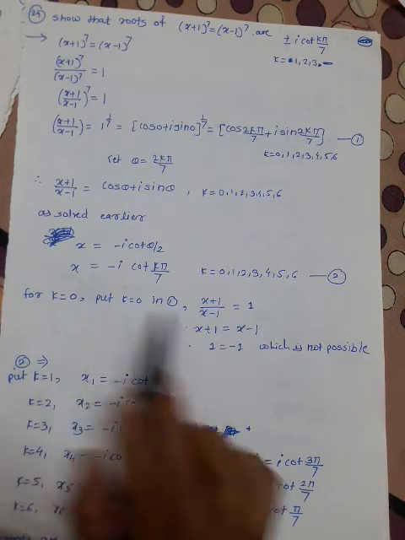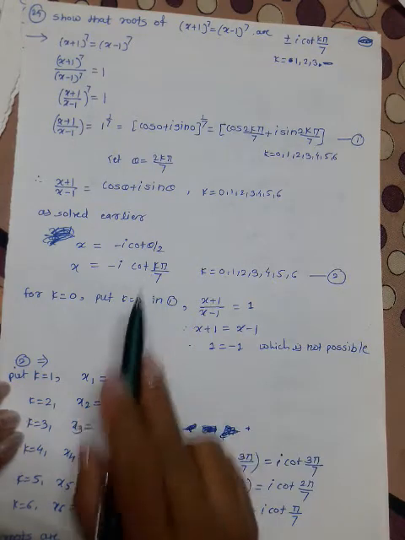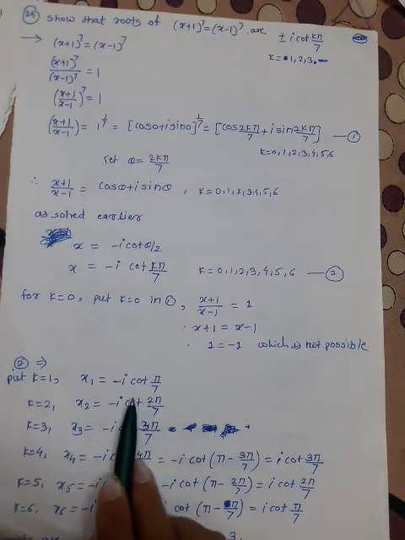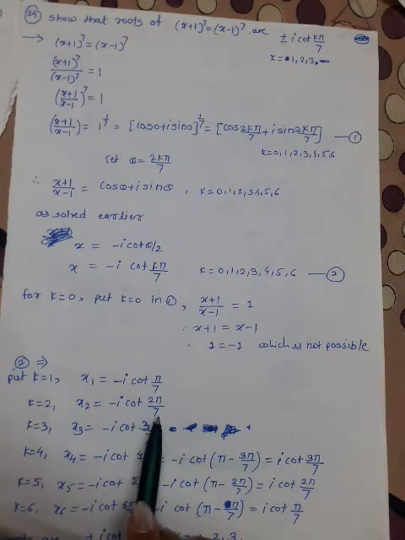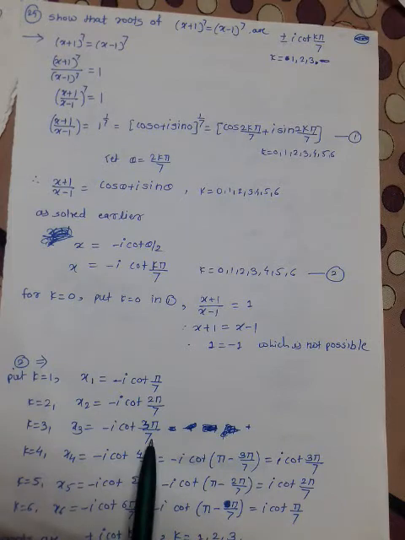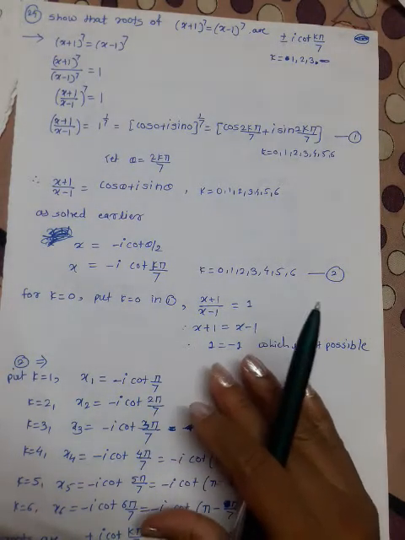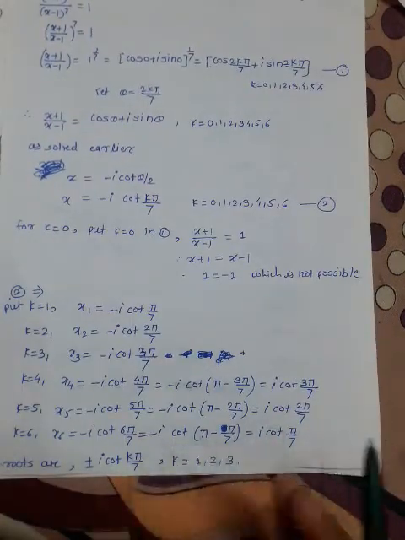Now put k is equal to 1. We get x1 is equal to minus i cot pi by 7. Put k is equal to 2, we get minus i cot 2 pi by 7. Put k is equal to 3, we get minus i cot 3 pi by 7. Total 7 roots are there. Up to the third is the half part. Now after the half part the roots get repeated.